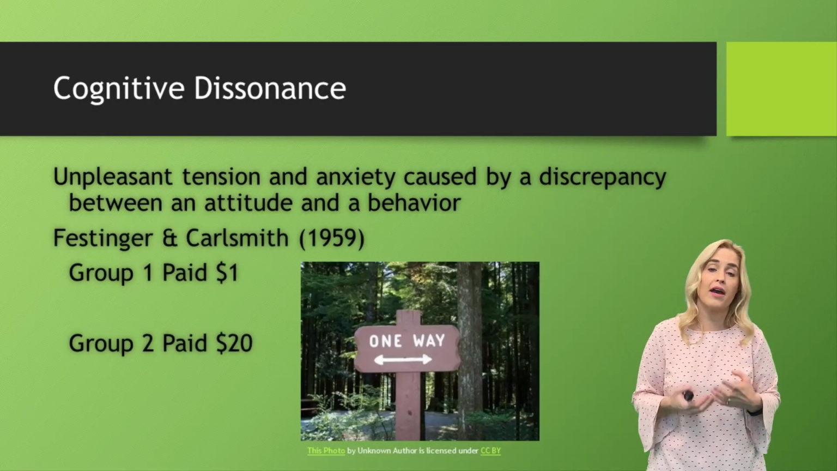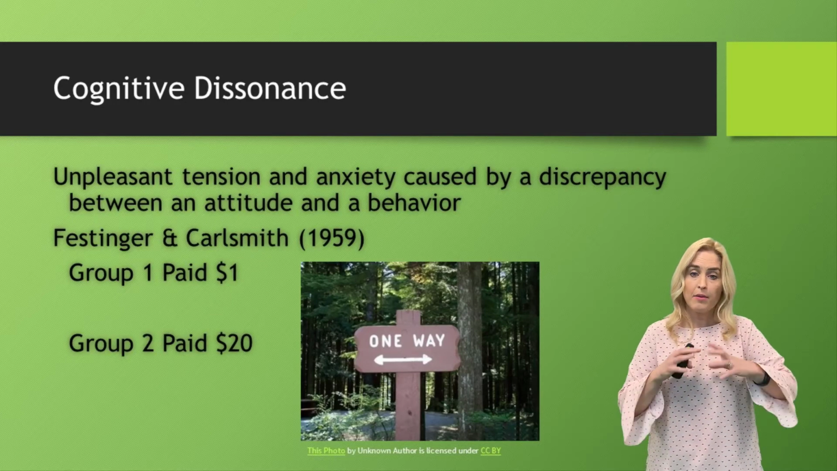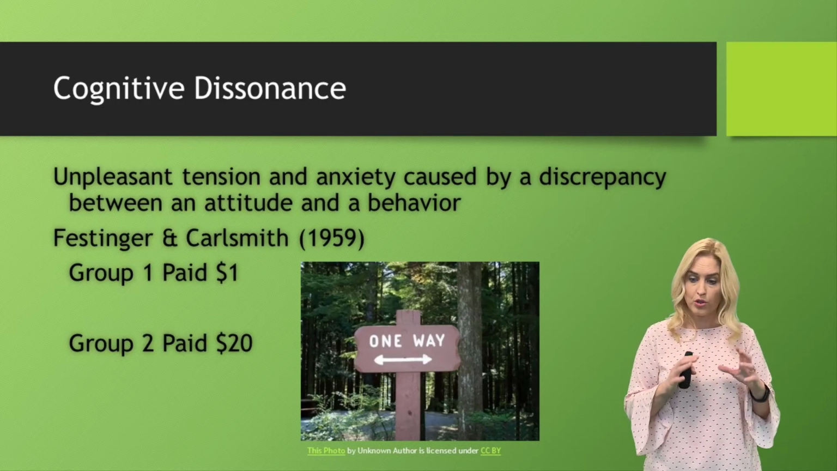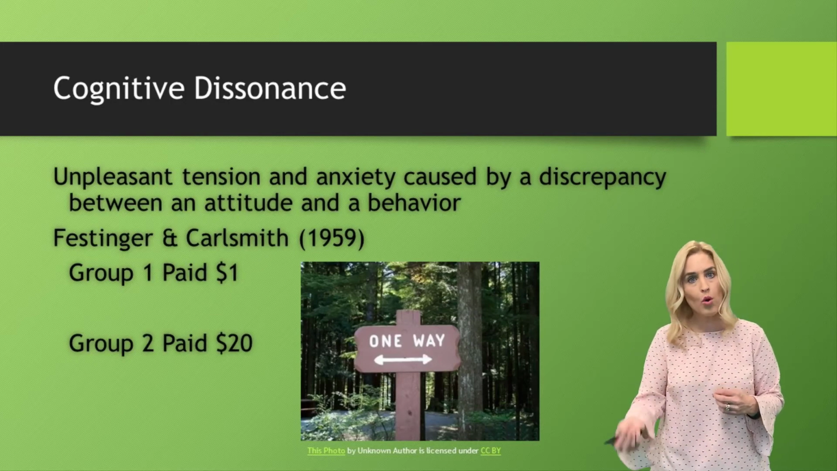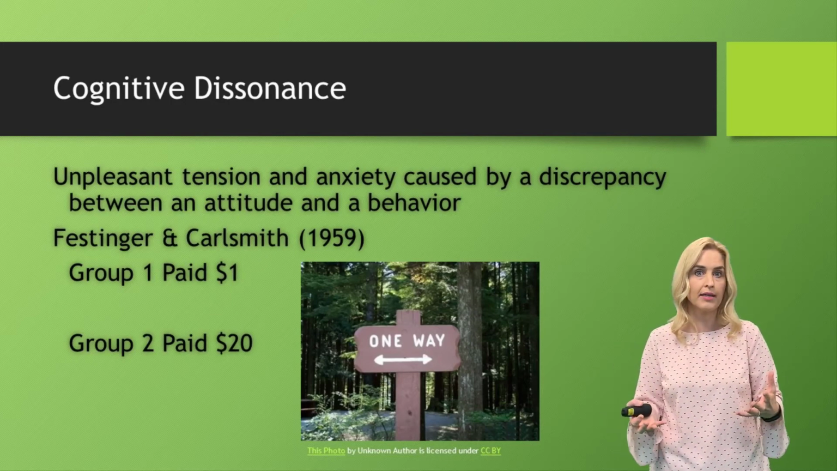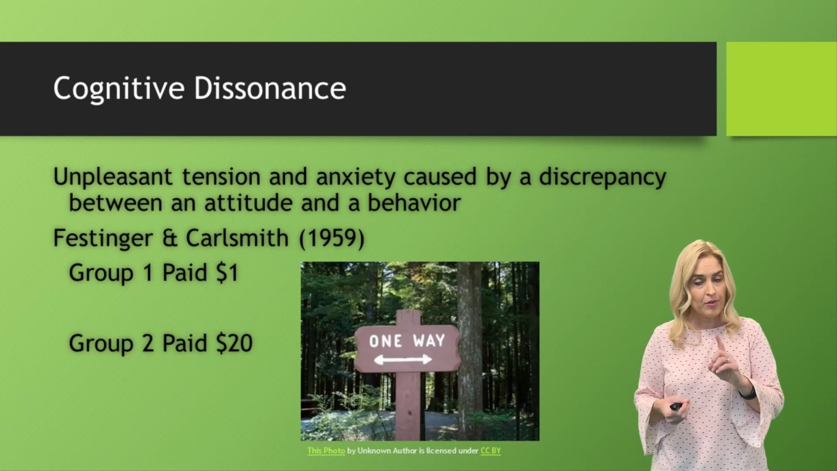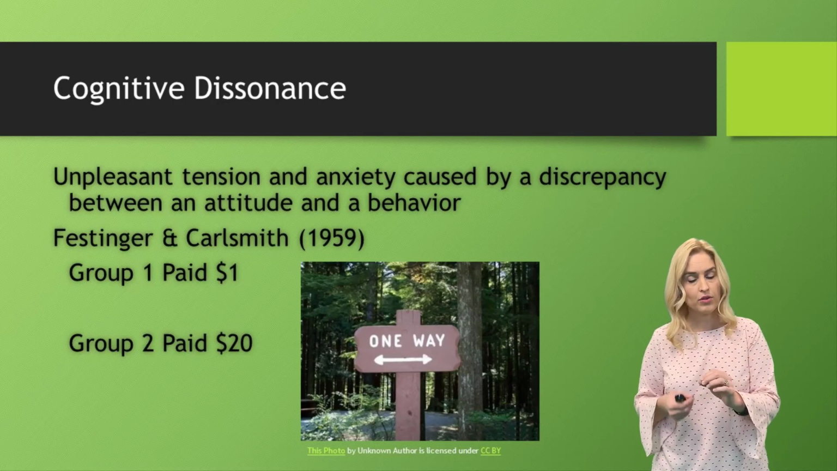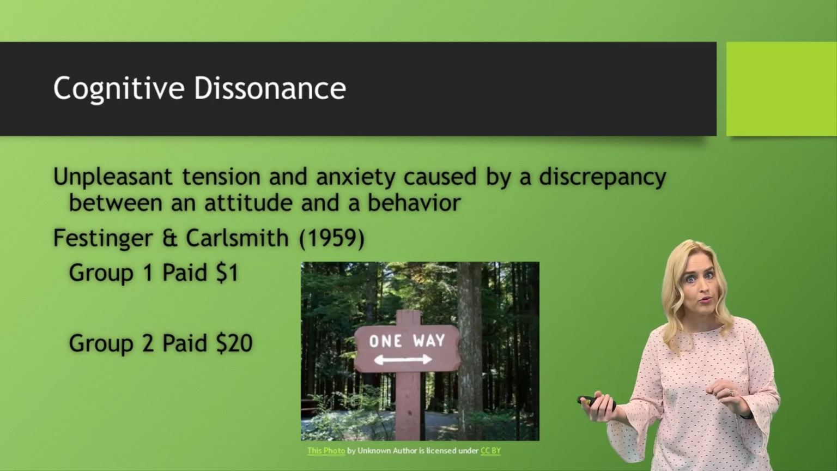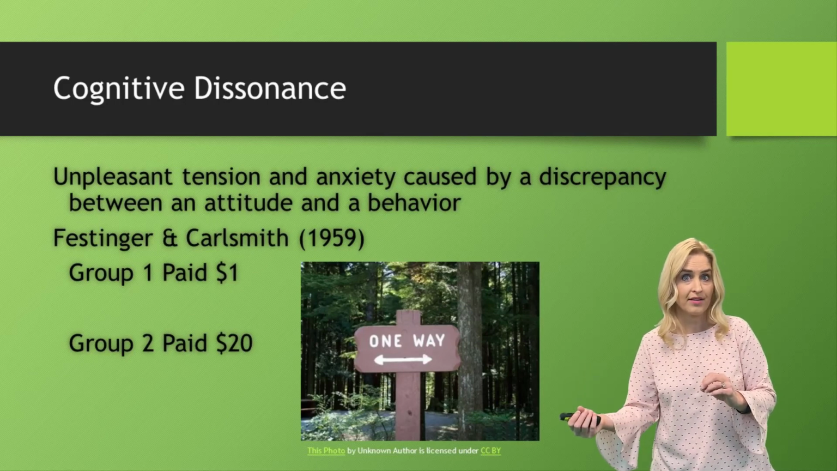Festinger and Carl Smith actually found this in a study that was done in 1959. They paid one group of individuals to do a very boring task, and they knew that this was a boring task. They paid them $1. And so they went in and they did this boring task. They paid them $1. And the part of the study that they were most interested in was they told these individuals, please go out and tell the group how interesting and fun this experiment was.